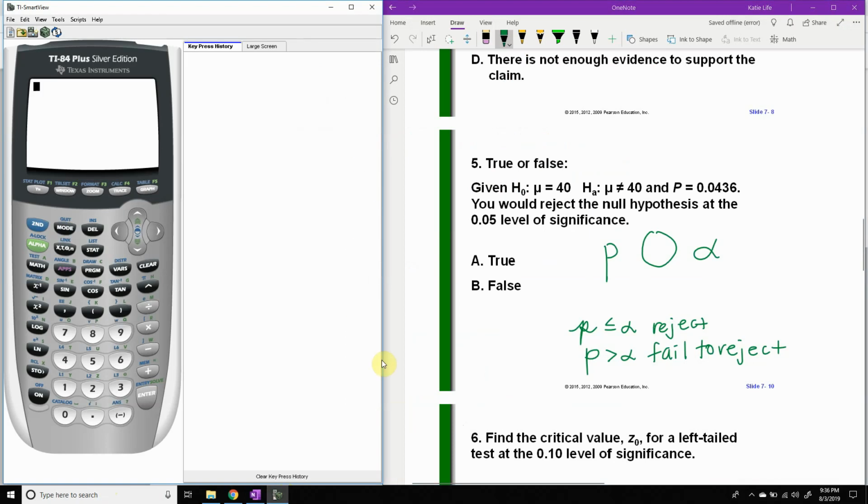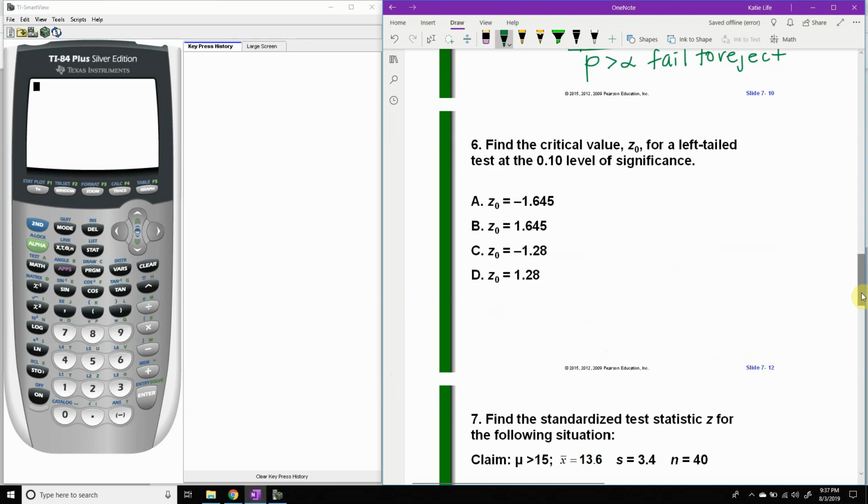So in this case, I have a p-value of 0.0436 and a level of significance of 0.05. Well, 0.04 is definitely less than 0.05, so that falls under this first category here. We've got the evidence to reject the null hypothesis. So number 5 is A, true.